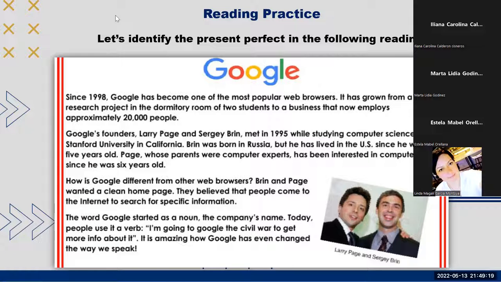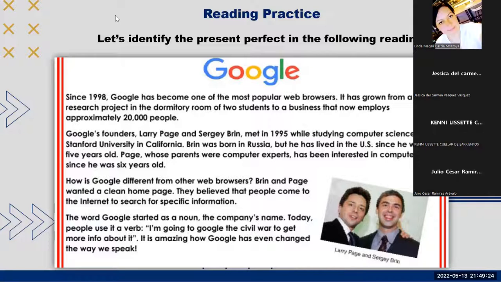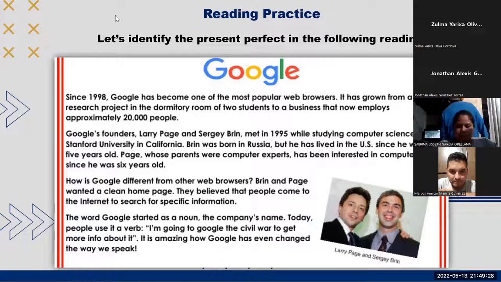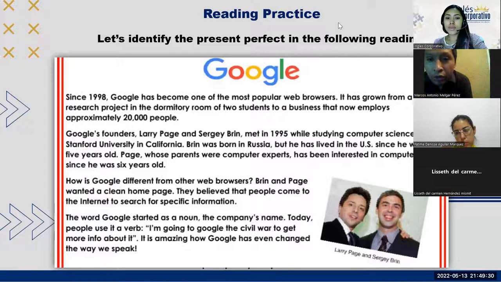The word Google started as a noun. The company's name. Today people use it as a verb. I am going to Google the Civil War to get more info about it. It is amazing how Google has even changed the way we speak.